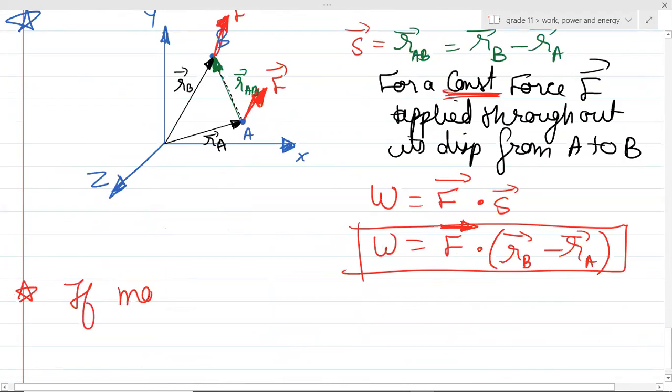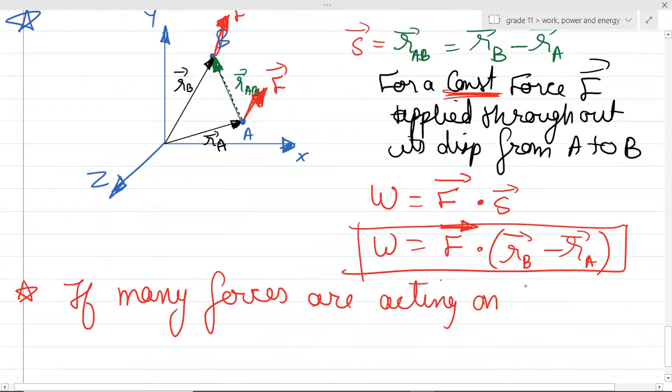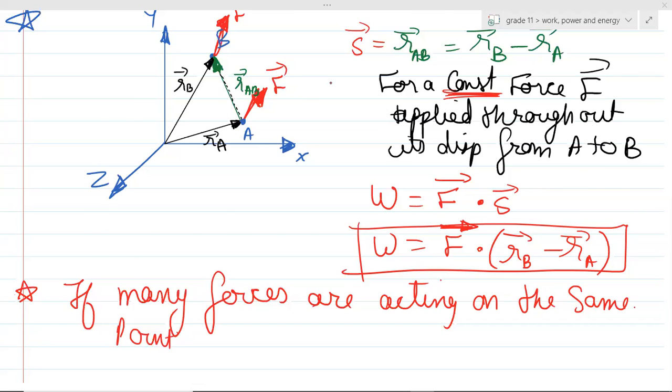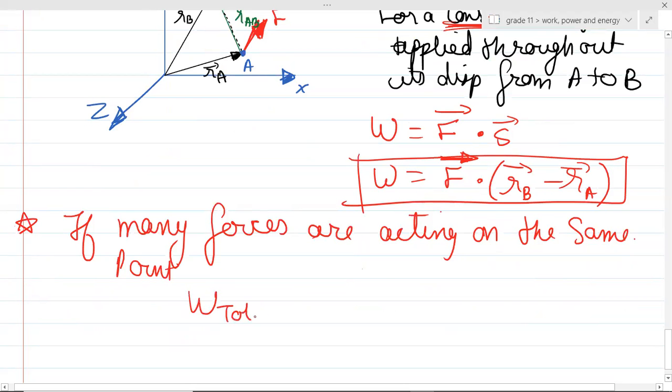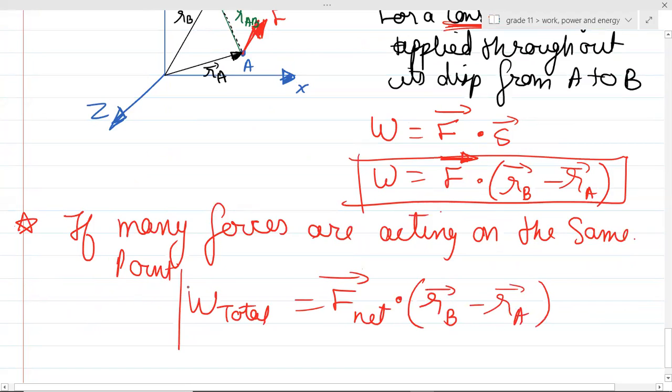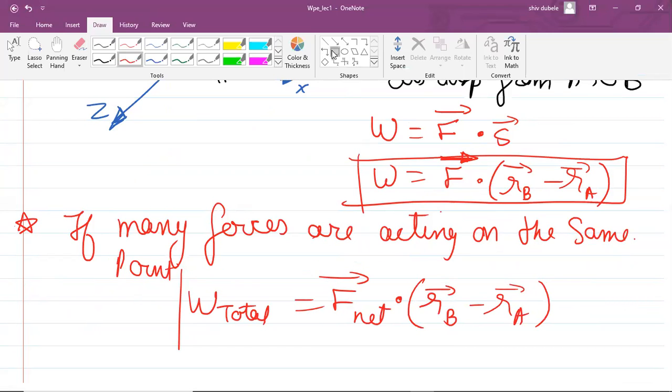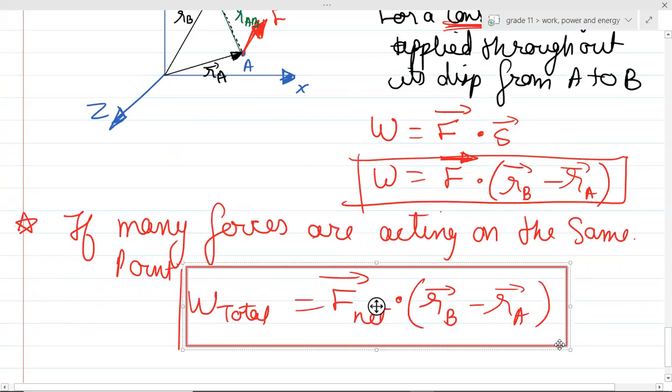If many forces are acting on the same point, then the total work done will be basically the net force dot the displacement. Are you getting my point, guys? If more than one force is acting, then you will use the net force.